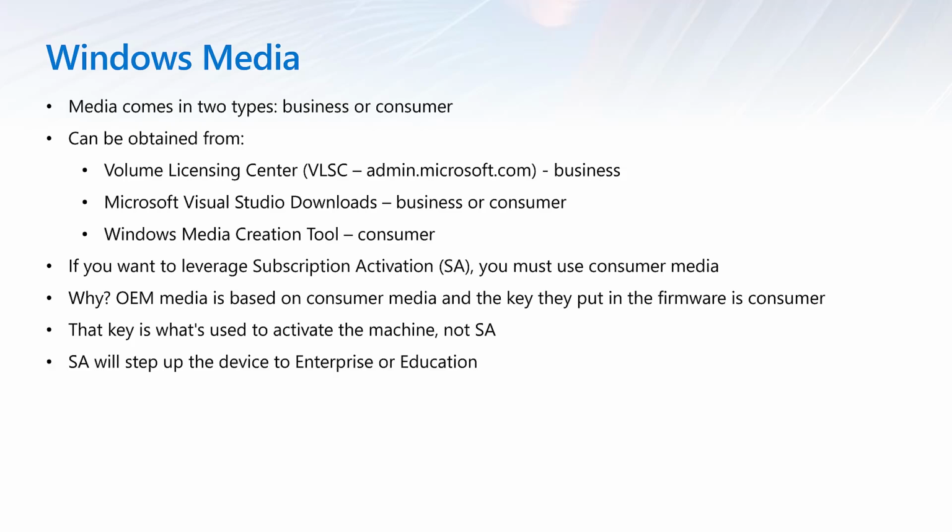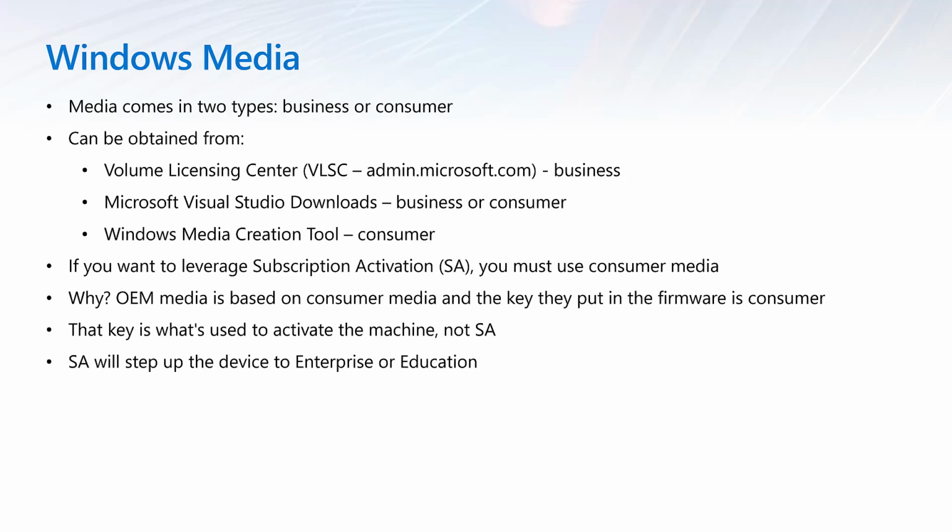Subscription activation will step up the device to enterprise or education, but it will not activate the device. The activation is done through just basic Windows processing. As Windows boots into the out-of-box experience and gets connected to the internet, it activates during that time. As you go through all the screens of the out-of-box experience, it's activated in the background. So by the time you get to the desktop, your machine's already activated because it looks at the firmware key and the activation service processes what key is in the firmware.